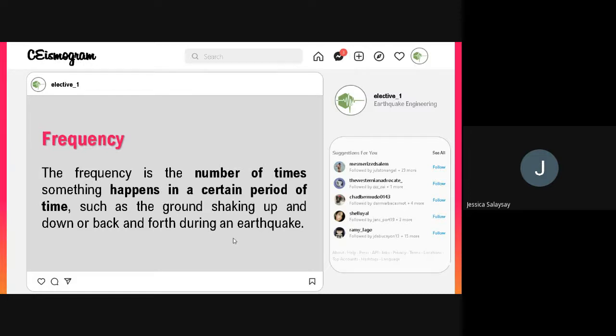Frequency is defined as the number of times something happens in a certain period of time and generates repetitive motion in 1 second. Ang example po nito ay ang pag-alog ng lupa during an earthquake, kung gaano kadalas nauulit o nangyayari ang shaking up and down, back and forth.